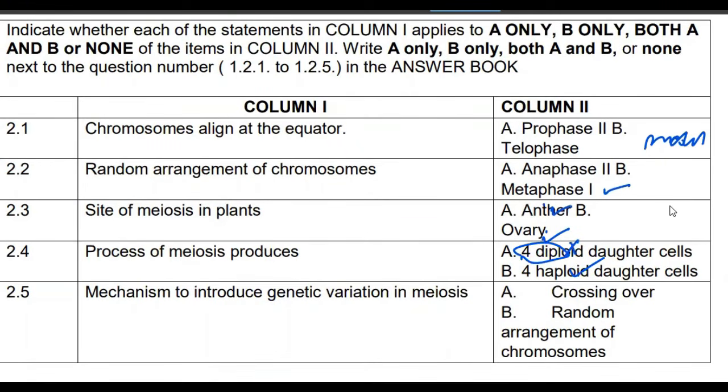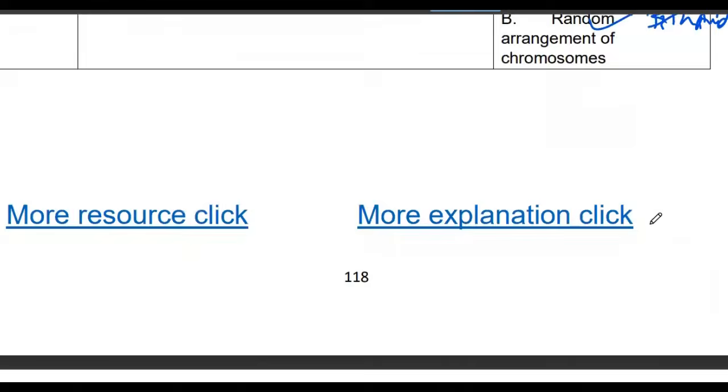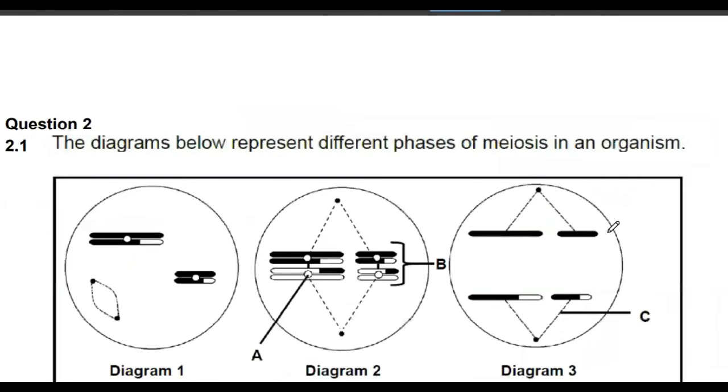So this is the correct one. The mechanism to introduce genetic variation, crossing over, is correct. Random arrangement of chromosomes is also correct. So it is both A and B. Now we are starting the other part of meiosis.